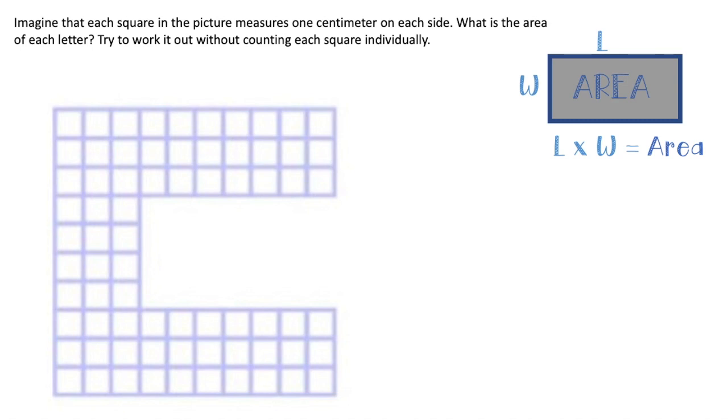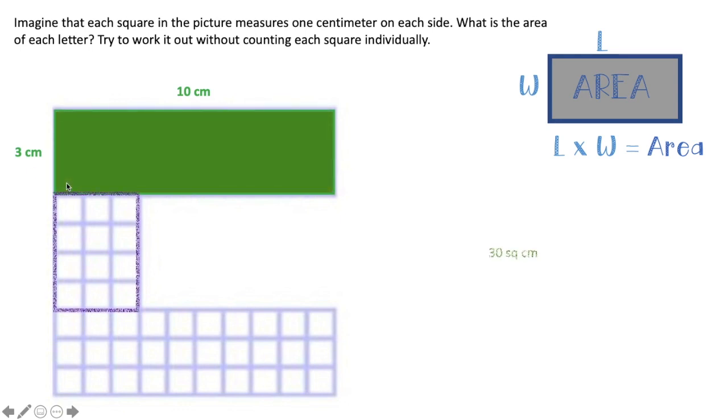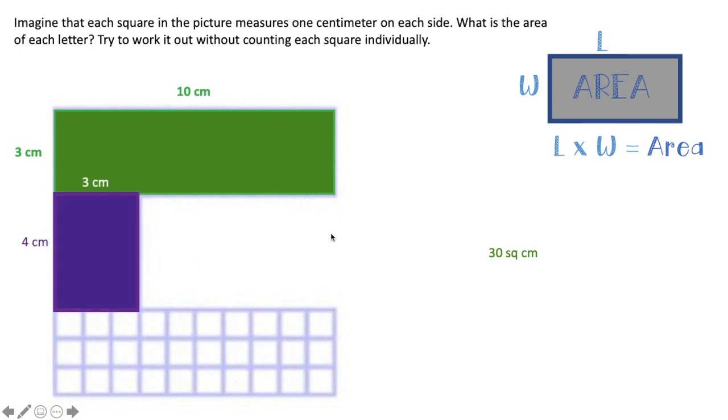How did I divide this one up? I saw one big rectangle at the top, which was 10 across. 1, 2, 3, 4, 5, 6, 7, 8, 9, 10. And 3 going down. 1, 2, 3, 30 square centimeters. Then I saw this little guy here. 1, 2, 3 across. 1, 2, 3, 4 going down for 12 square centimeters.